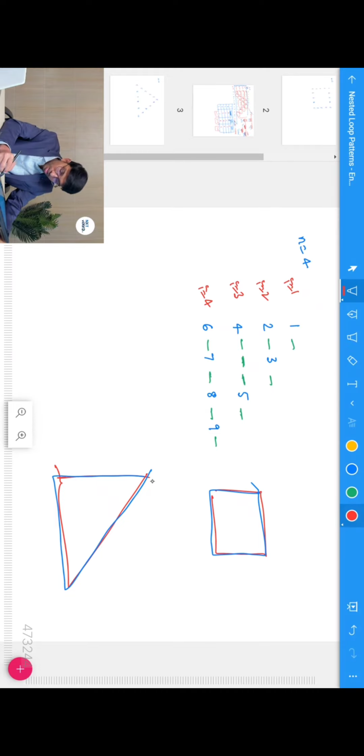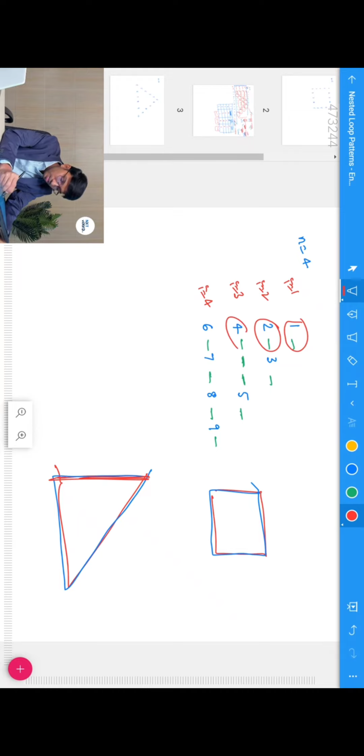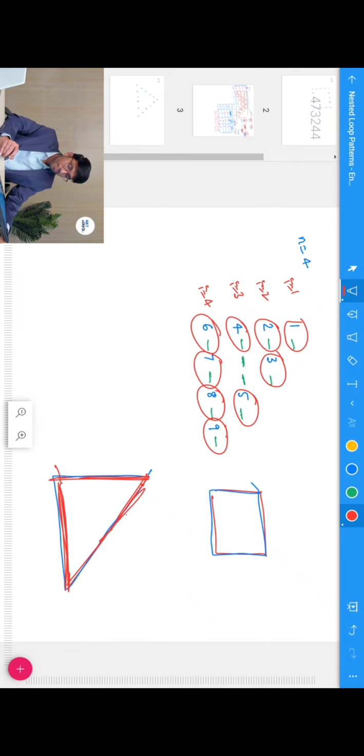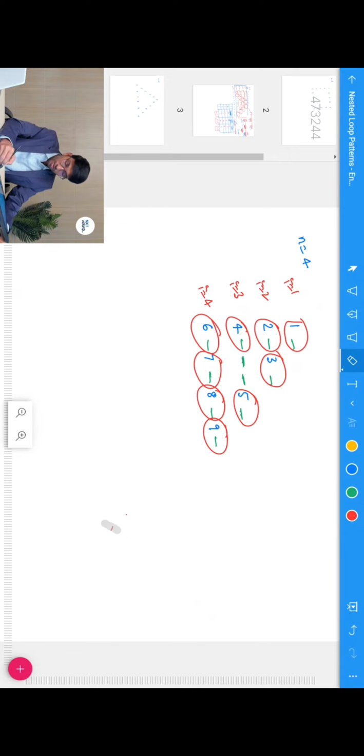Now what is a border? The first column is a border. The last row is a border, and we are printing numbers. The last element in each row is also a border. So we've got the logic. Now let's try to find out the rest.